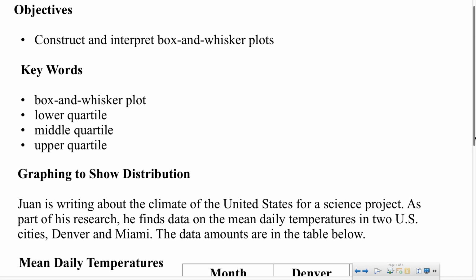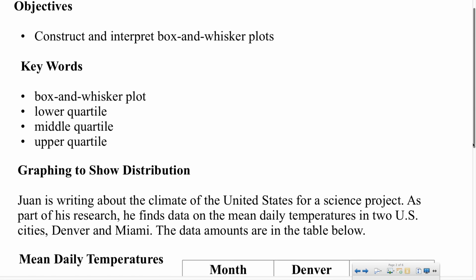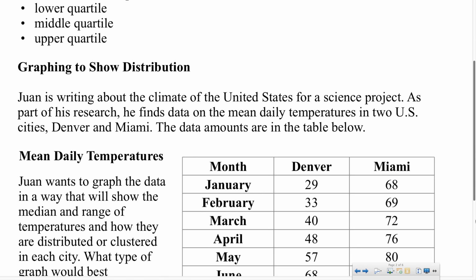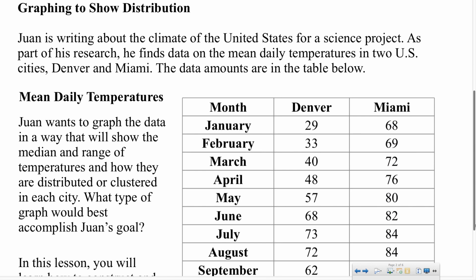Graphing to show distribution. Juan is writing about the climate of the United States for a science project. As part of his research, he finds data on the mean daily temperatures in the two U.S. cities, Denver and Miami. The data are in the table below.